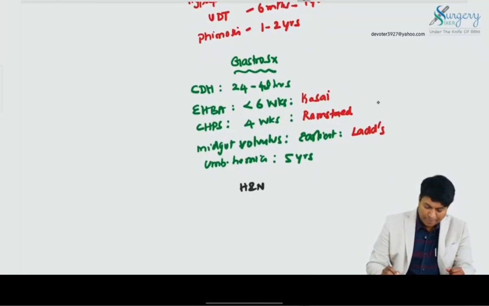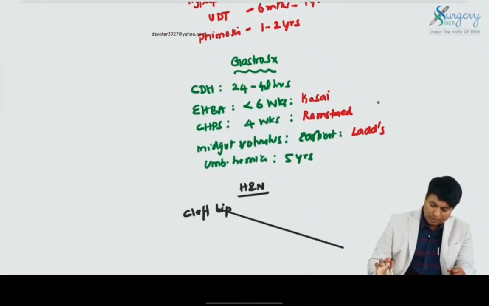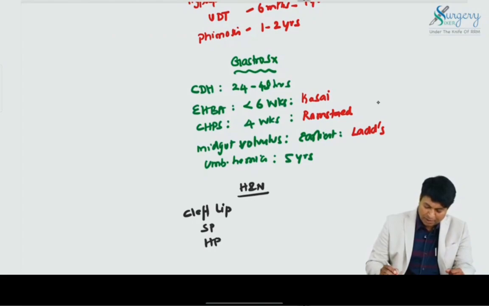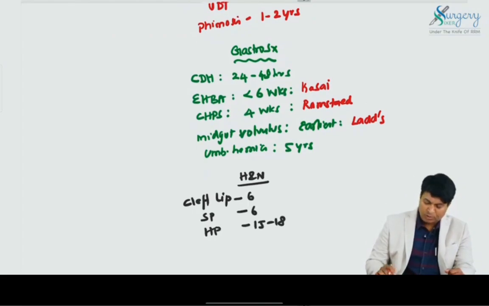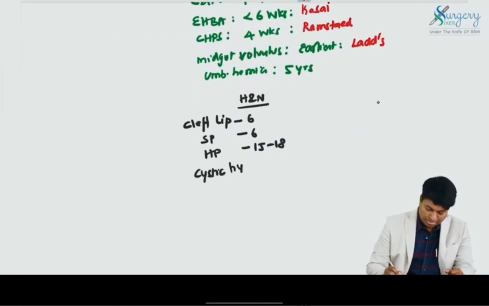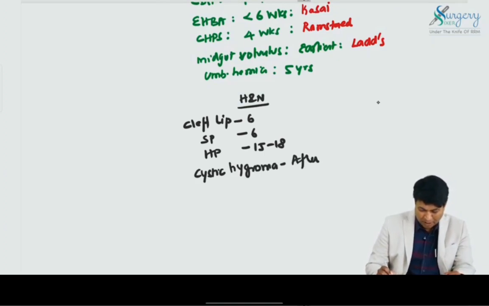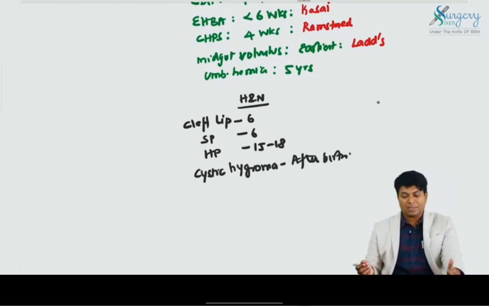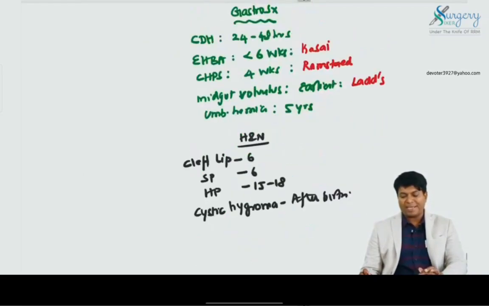Head and neck operations: cleft lip at 6 months, soft palate and hard palate at 15 to 18 months. Cystic hygroma in the neck is operated after birth of the baby. So this is when we operate each problem, each disease.